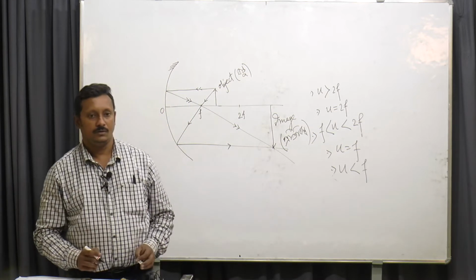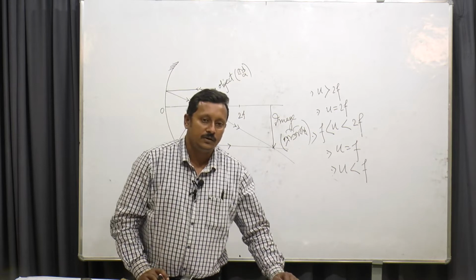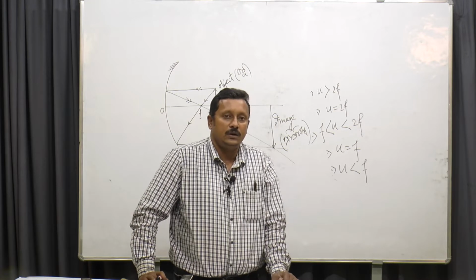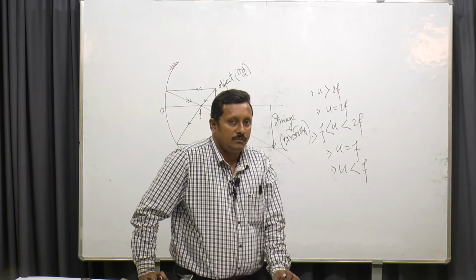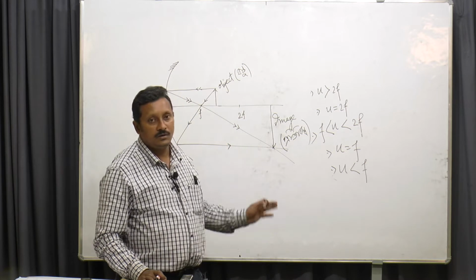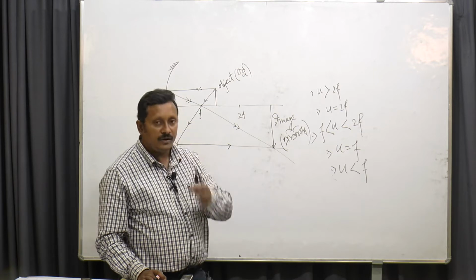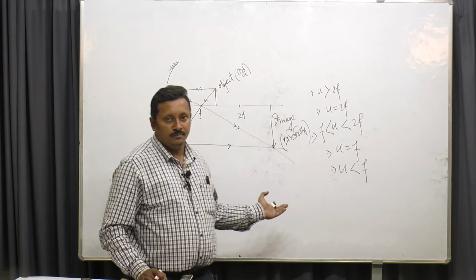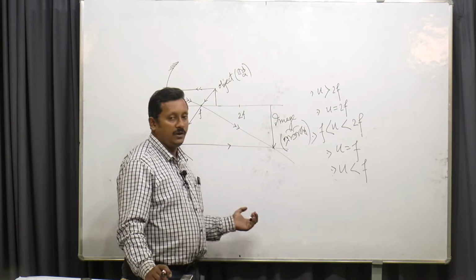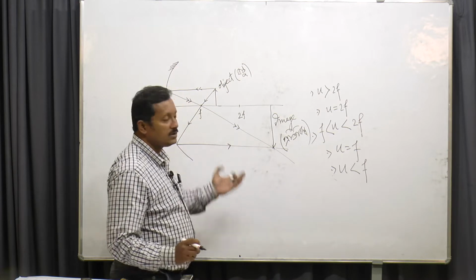So till now I have discussed two rules. One is the sign convention rule, another is how to find the image position of a given object position. So in any case you can draw and find the image, and accordingly you can use the sign convention.